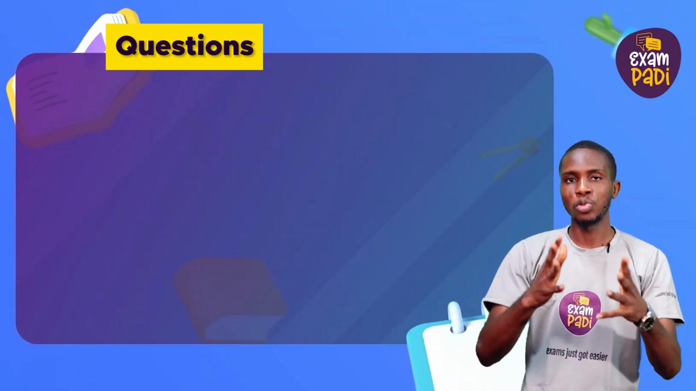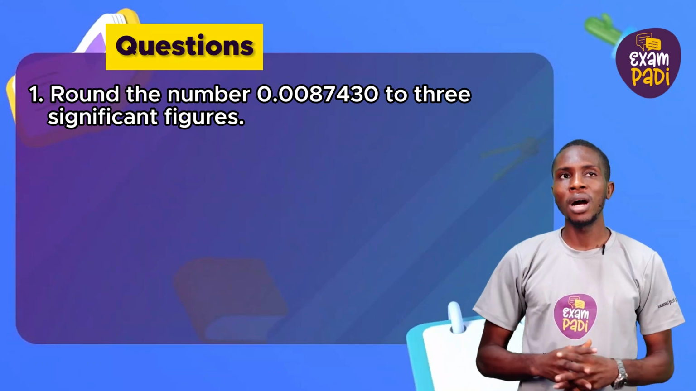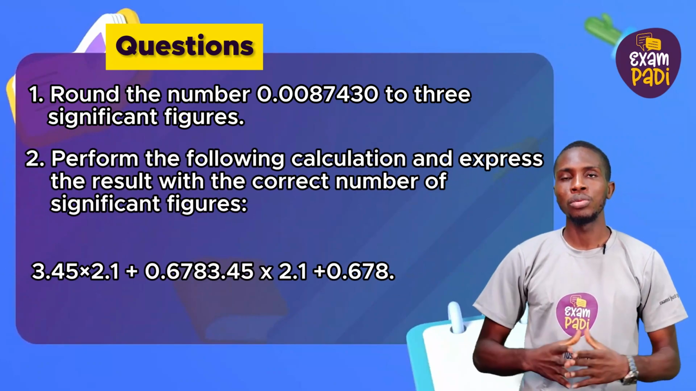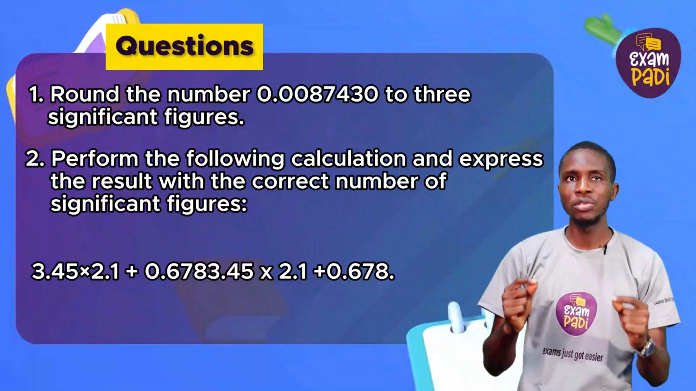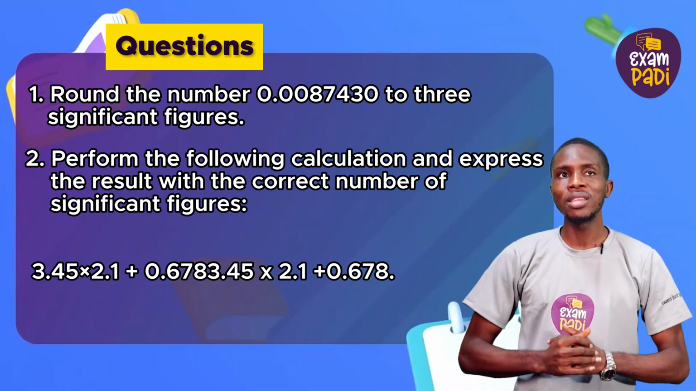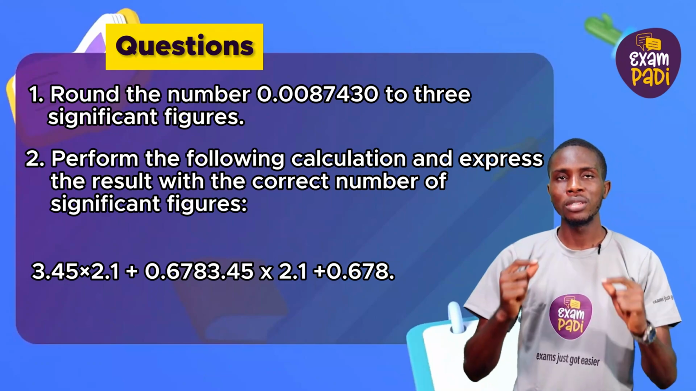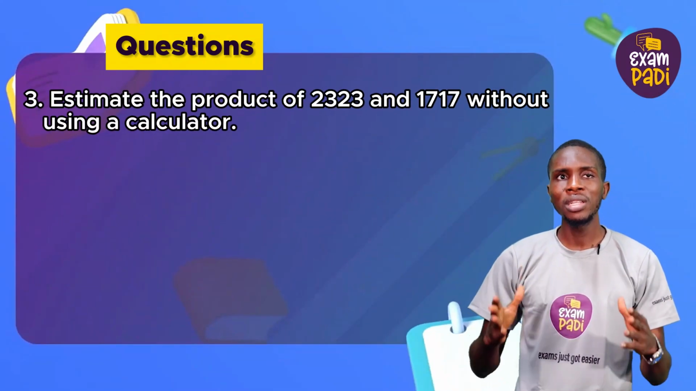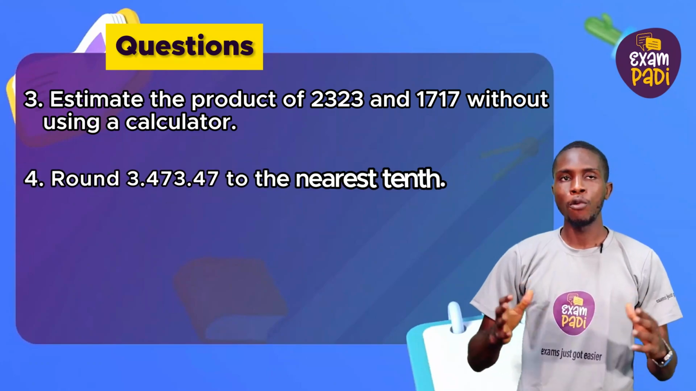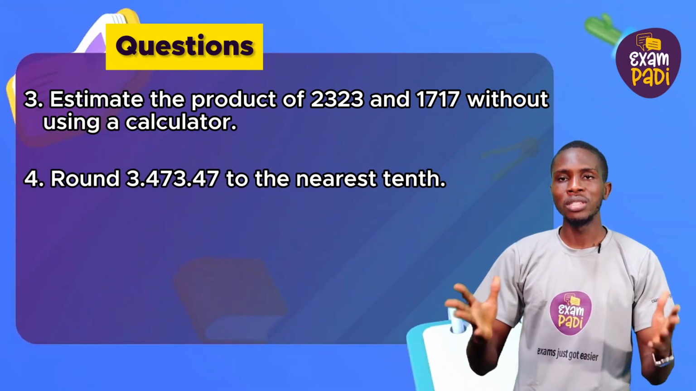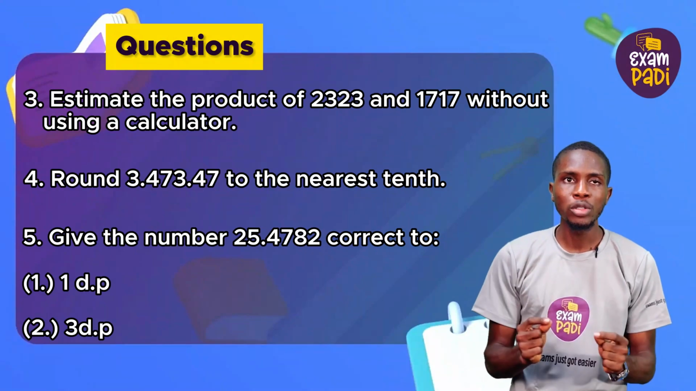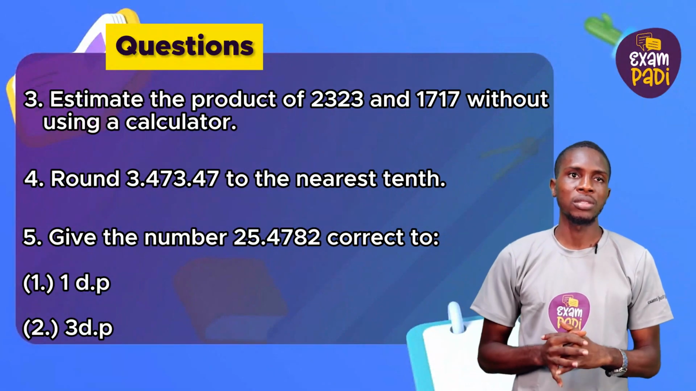Here are a few questions to assess yourself. 1. Round the number 0.0087430 to 3 significant figures. 2. Perform the following calculation and express the result with the correct number of significant figures: 3.45 times 2.1 plus 0.678. 3. Estimate the product of 2323 and 1717 without using a calculator. 4. Round 3.473 to the nearest 10. And 5. Give the number 25.4782 correct to 1 decimal place and 3 decimal places.